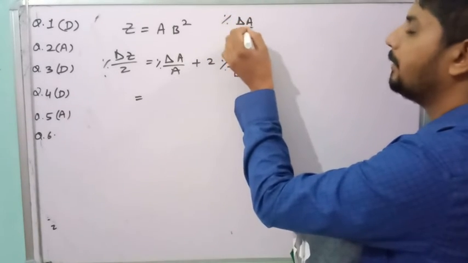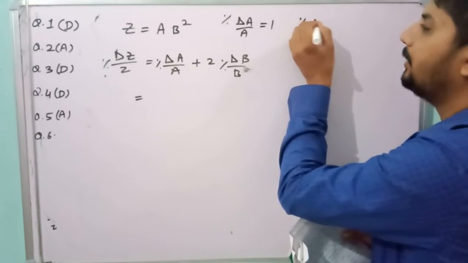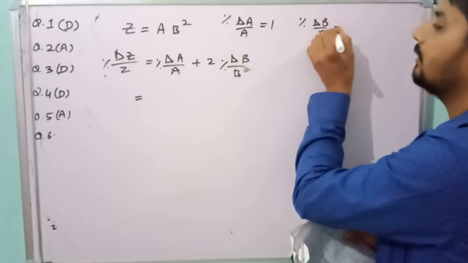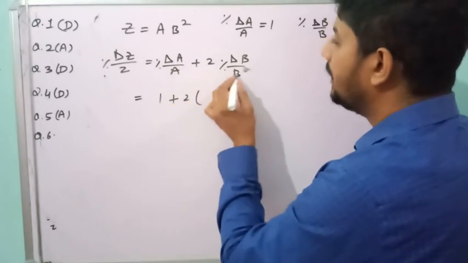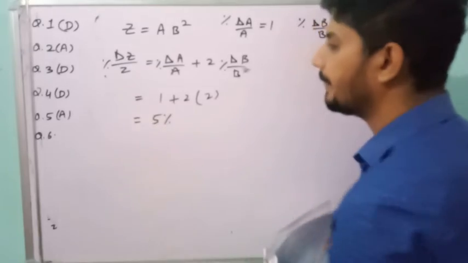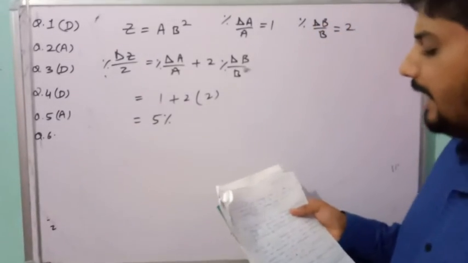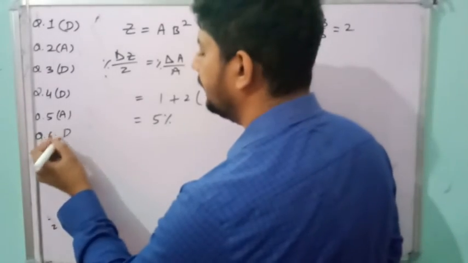In the problem it is given that the percentage error in A is 1% and the percentage error in B is 2%. So this becomes 1 plus twice of 2. So the answer will be 5%. So here also option D is correct. Question number 6, answer is D.